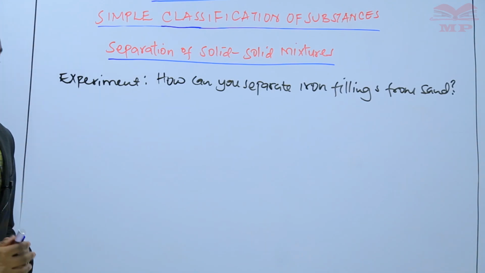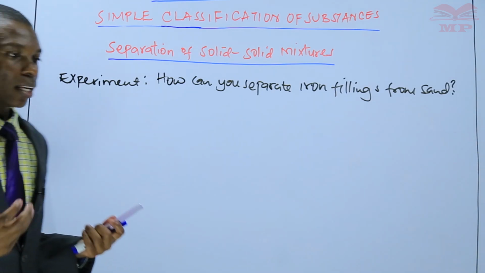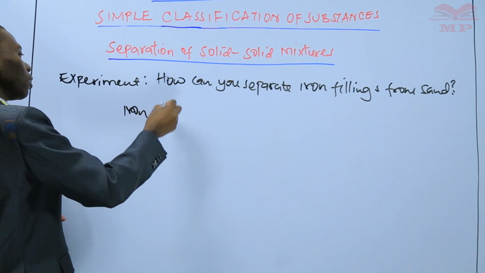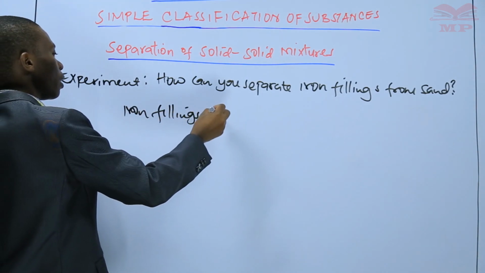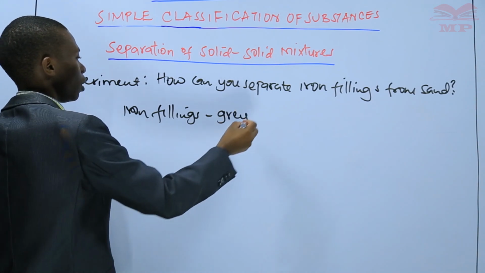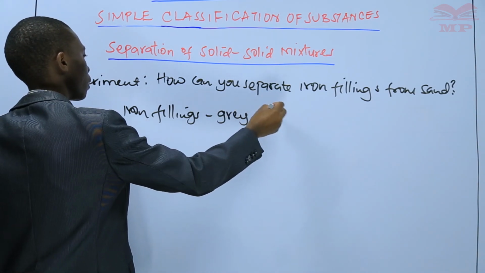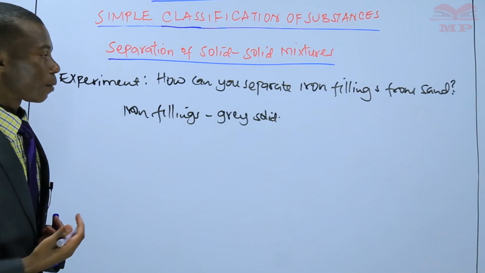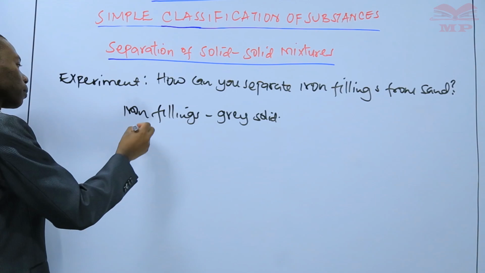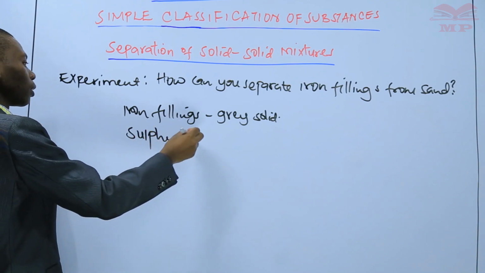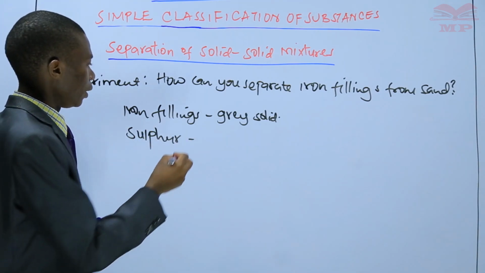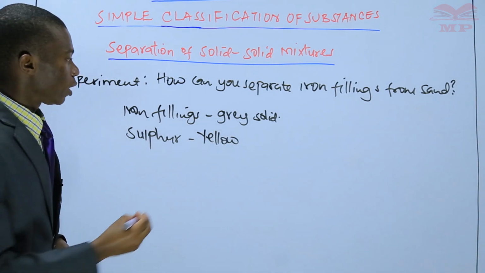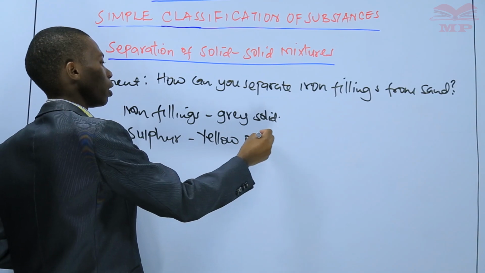If you get the iron filings, the color is gray, so it's a gray solid. Then you have sulfur. The color of sulfur is yellow. Therefore, sulfur is a yellow solid, or you can say it is a yellow powder.